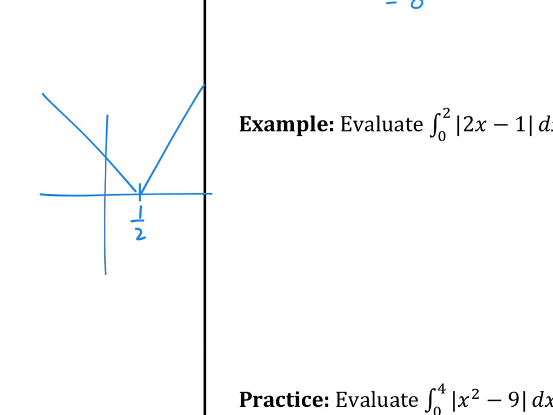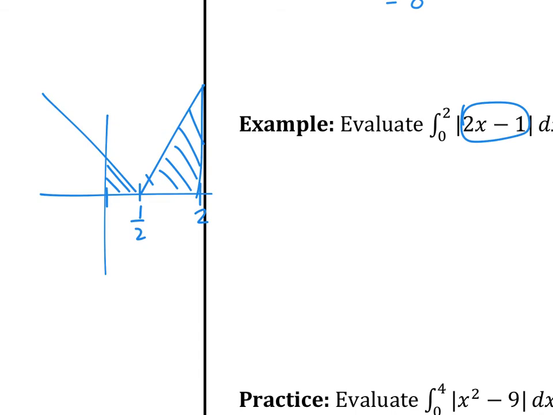And we're trying to evaluate from 0 to 2. So it's going to be this area. Just kind of imagine in your head for now. I'm going to show you how to do it without any kind of graph. You can't really just take an integral of an absolute value, because if you do, you're just doing 2x minus 1, which is this graph. Now if you just integrate like that, you're going to have a negative area, which is not okay. Does that make sense? 0 to 1/2 and then 1/2 to 2.